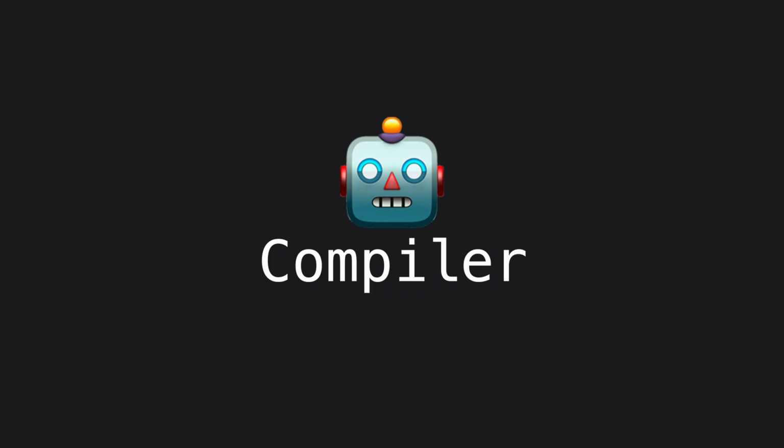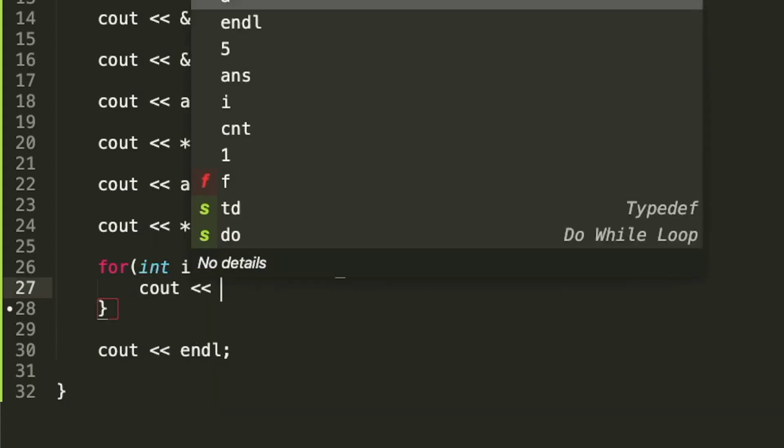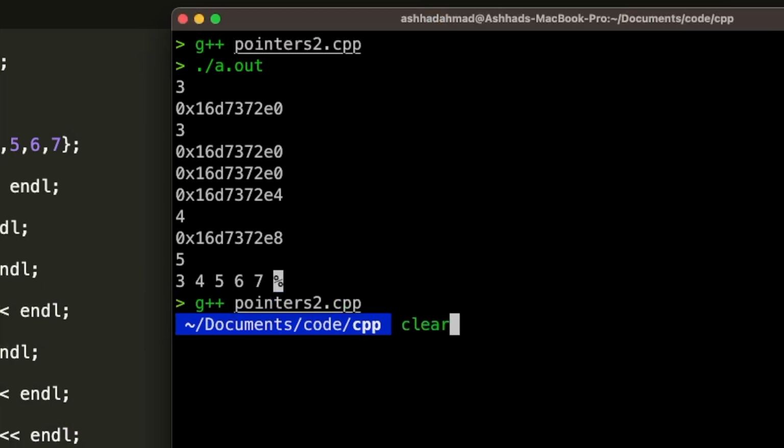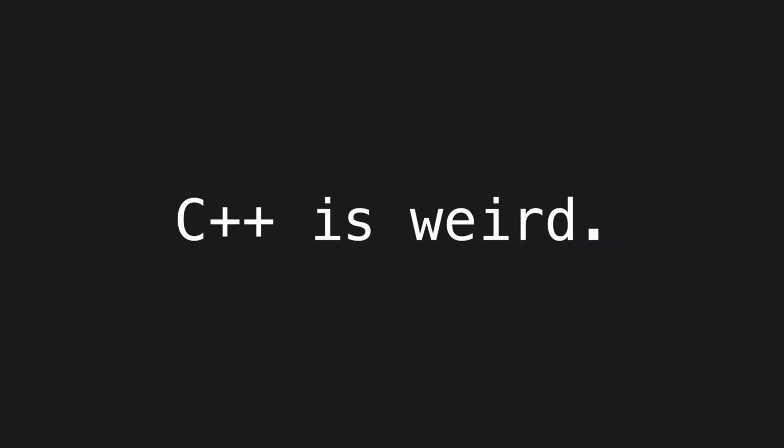And you know what? The compiler does the same thing. It takes A[I] and breaks it into *(A + I). And you know what? It will also work if you write I[A], because the compiler will break this into *(I + A), which is the same as *(A + I). The C++ compiler is weird.